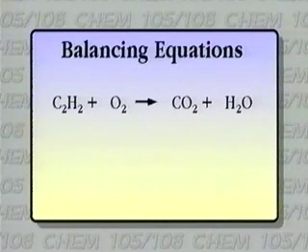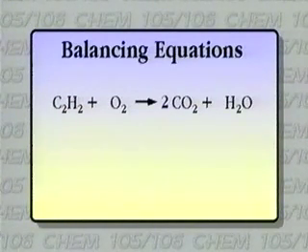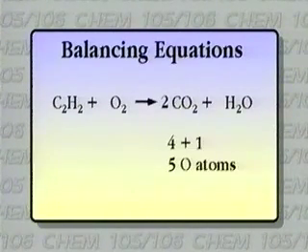We start with, in this case, carbon. Anything other than hydrogen and oxygen first, and we look at carbon. We have 2 carbons over here and only 1 over here. So we would start by putting a 2 in front of the CO2. We have 2 hydrogens on this side, and we already have 2 hydrogens on that side, so that's all right. We then count up the oxygens. On this side we have 2 times 2 for 4 plus 1. So we have 5 oxygen atoms on the product side.